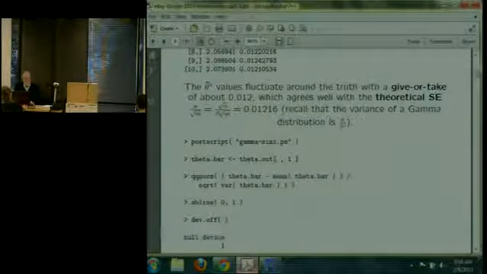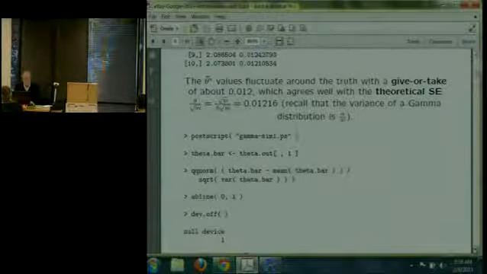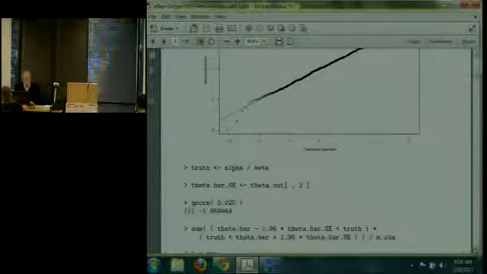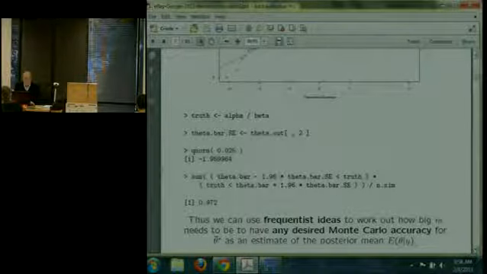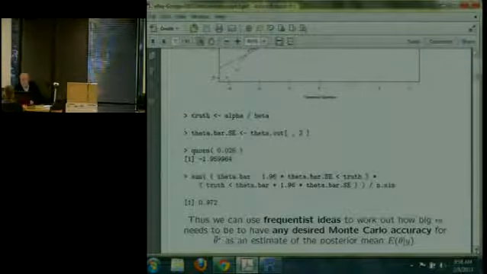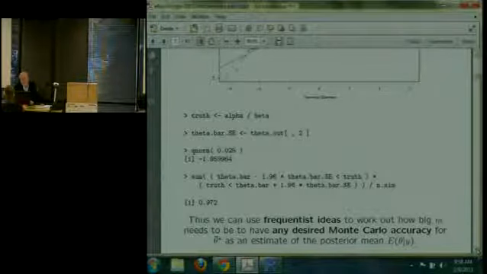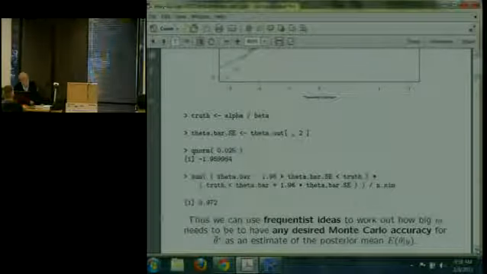Okay. So basically the idea here is that right in the middle of a Bayesian calculation, we can use frequentist ideas to work out how big the Monte Carlo sample size, little m, needs to be to have any desired Monte Carlo accuracy for things like the theta bar star as an estimate of the posterior mean and so on for the other quantities.